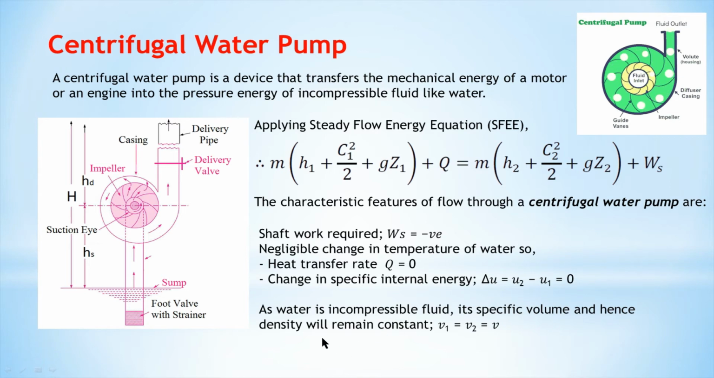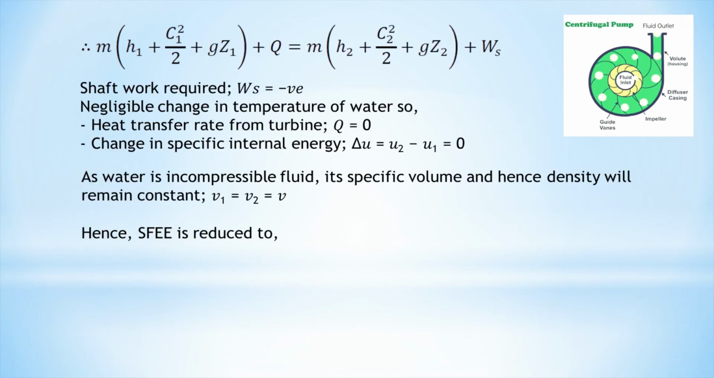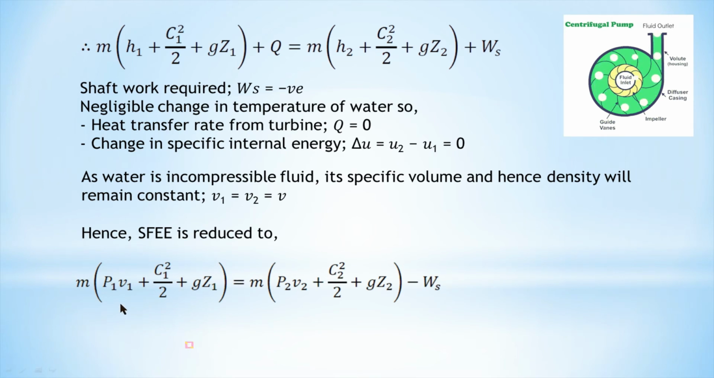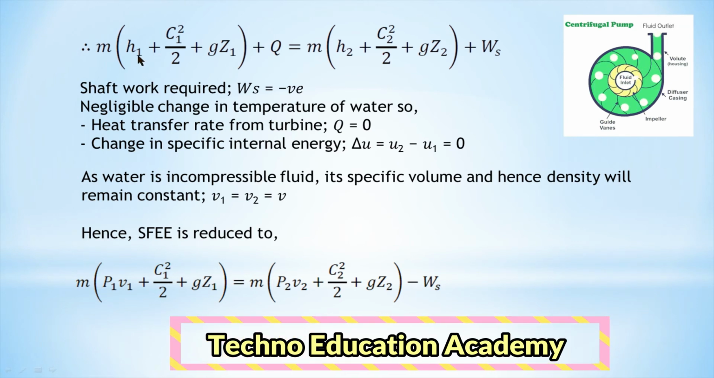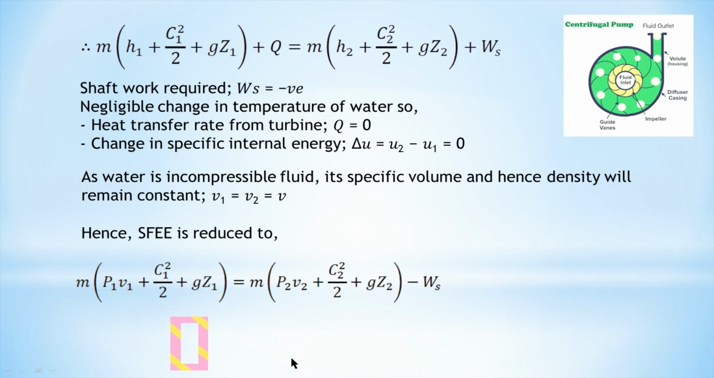As water is an incompressible fluid, its specific volume and hence density will remain constant, because it is incompressible, so density remains the same, and we know that specific volume is the reciprocal of density, so it will also remain constant. Hence the steady flow energy equation is reduced to m into E1 V1 plus C1 square by 2 plus g Z1. We know that enthalpy is the sum of internal energy plus the product of pressure and volume. So here internal energy is 0, so we put the value E1 V1 instead of H1, and the same for H2, P2 V2.